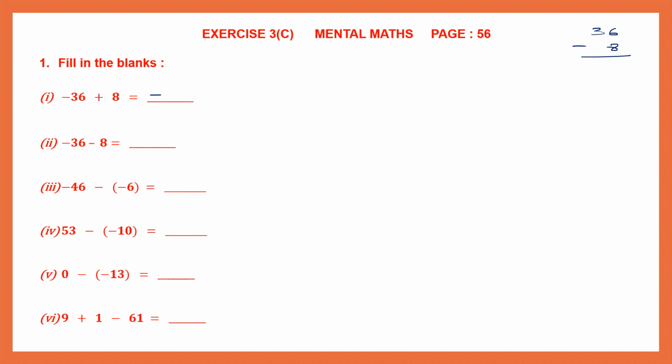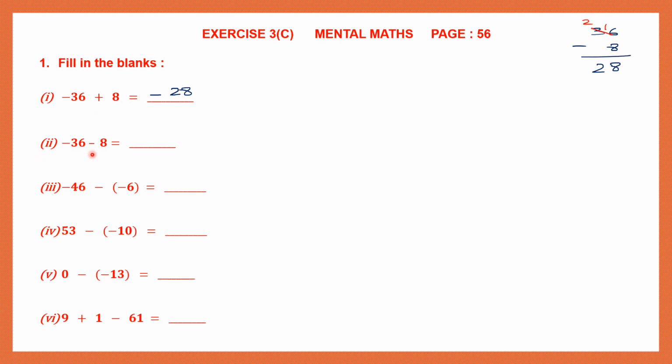Let's subtract this. So this is 2 and 16. 16 minus 8 is 8. 2 is here. So we have 28. So here negative 28 is the answer. So to do it faster, what do we say? Signs are different. So put the sign of the bigger number and subtract.